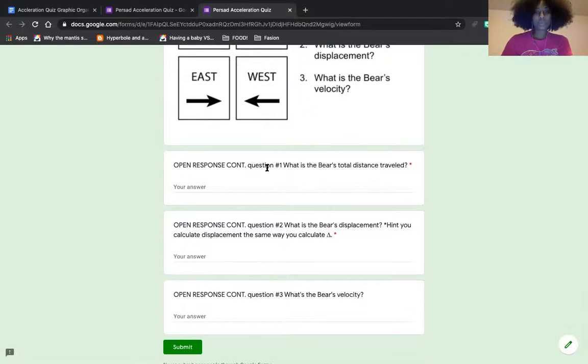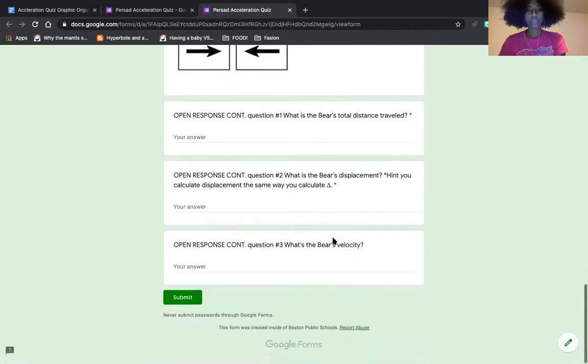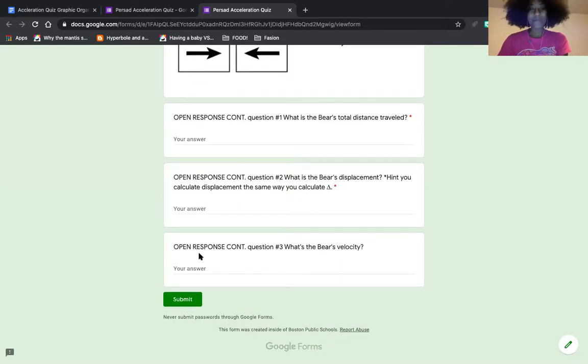Open response question number 1 is, what is the bear's total distance traveled? Open response question number 2 is, what is the bear's displacement? And your hint is that you calculate displacement the same way you calculate delta. And then lastly, open response question number 3 is, what is the bear's velocity?